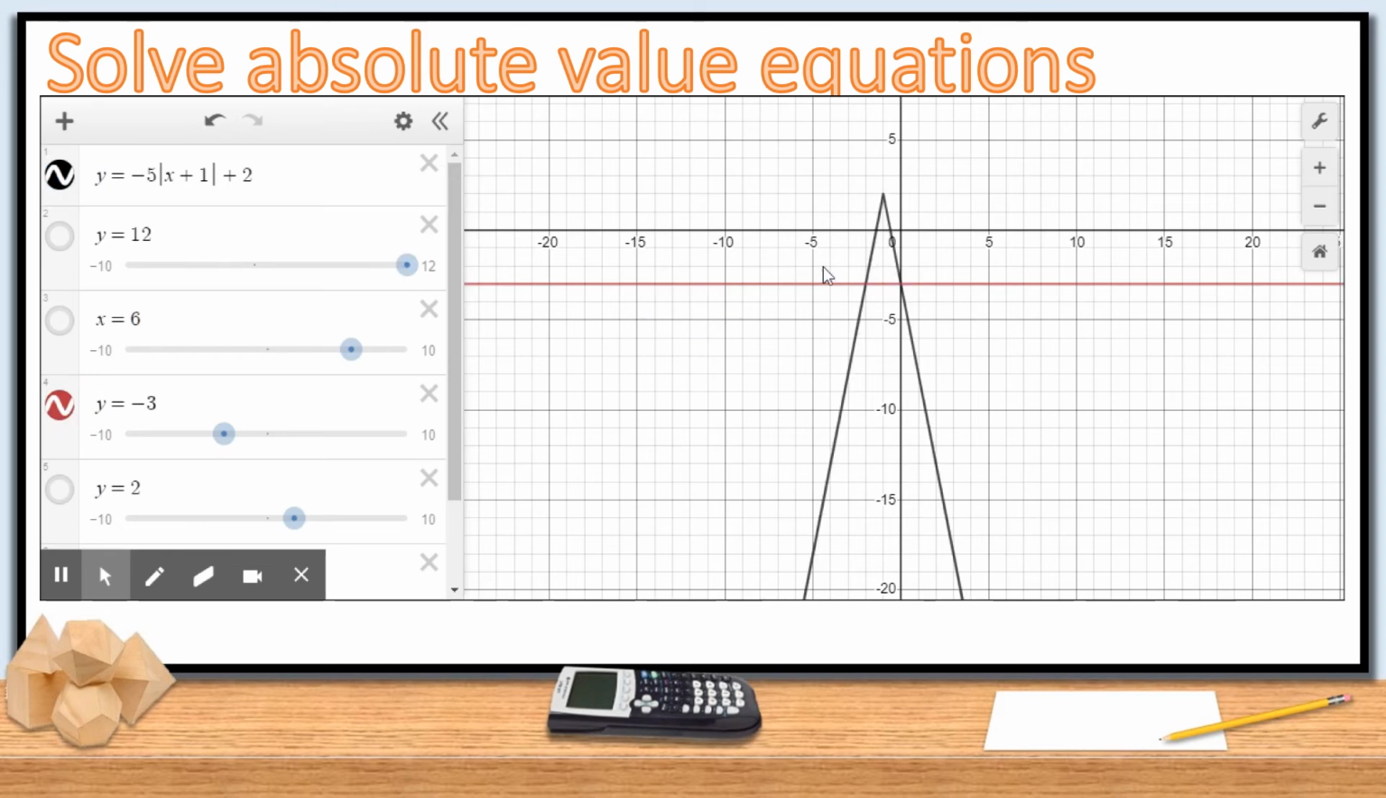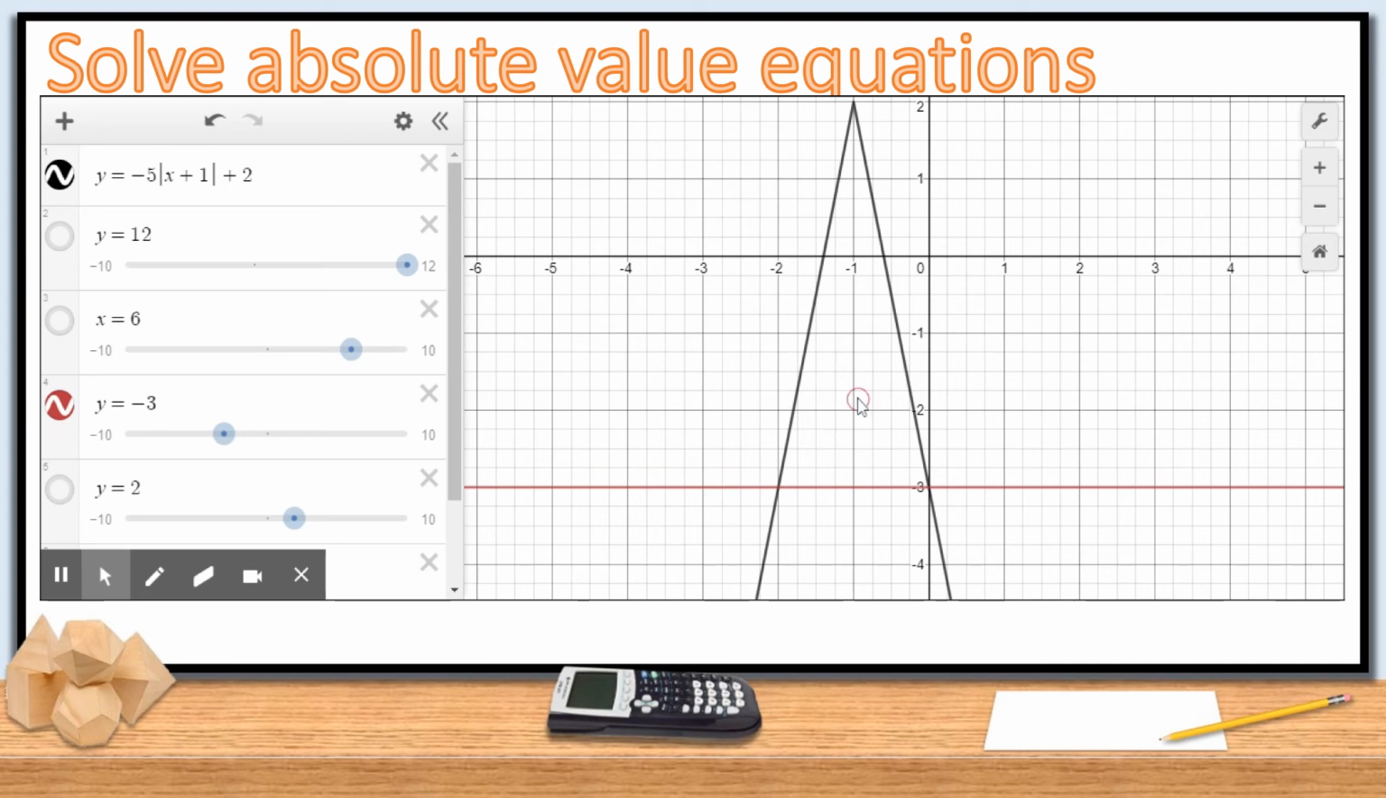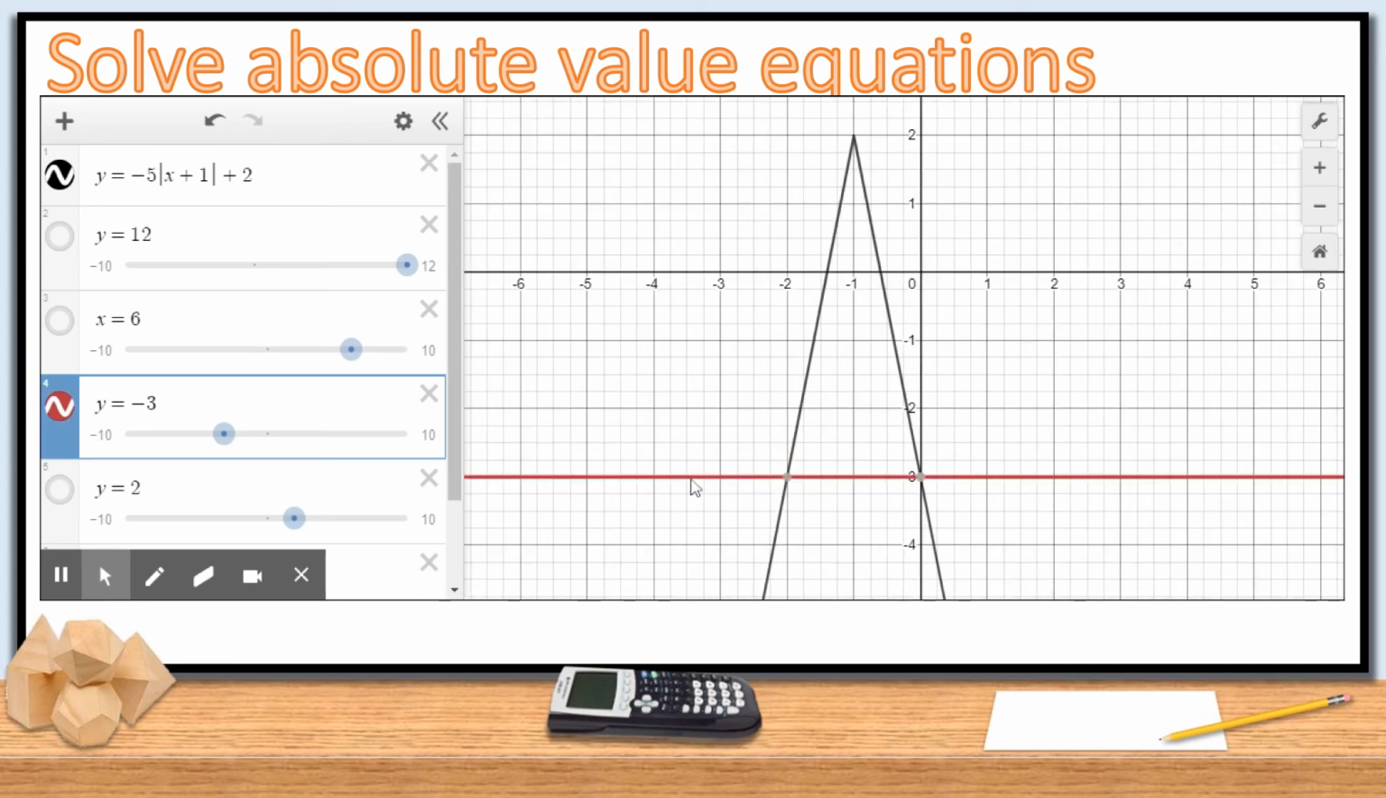On Desmos, it's so much easier because Desmos highlights the points for us. We can see the red line coming through, cutting through the absolute value function in 2 spots. So there are 2 solutions to this one. Should remind you of quadratics when you did that back in Algebra 1. And the 2 solutions are when x is minus 2 and x is 0. And in the next slide, you'll see how we solve these algebraically.